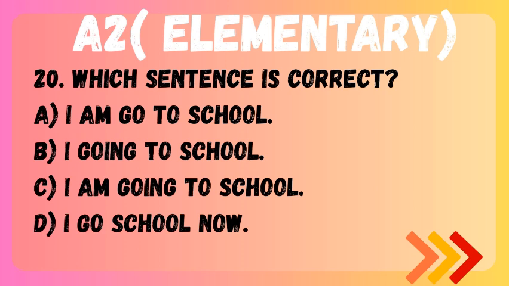20. Which sentence is correct? A. I am go to school. B. I going to school. C. I am going to school. D. I go school now. 5, 4, 3, 2, 1.